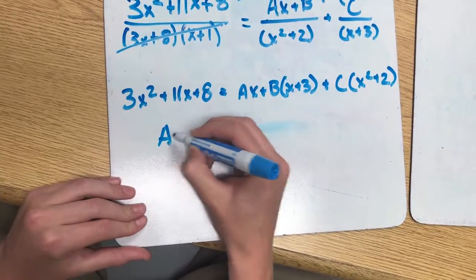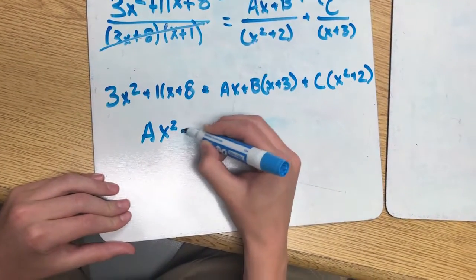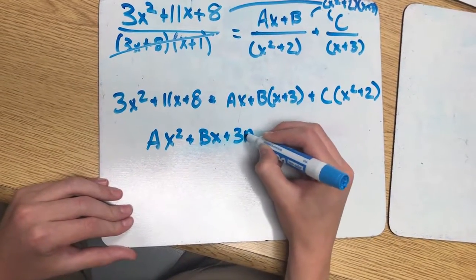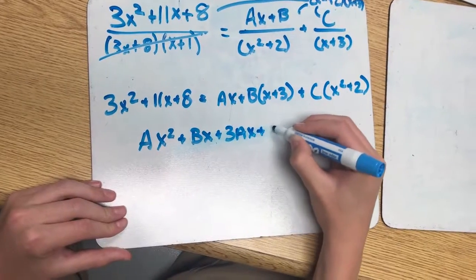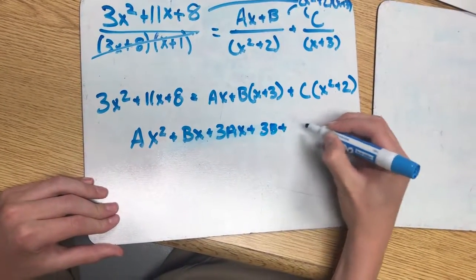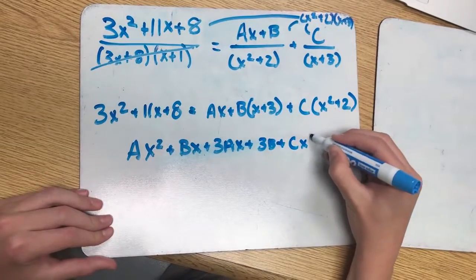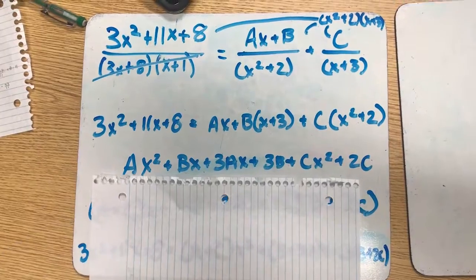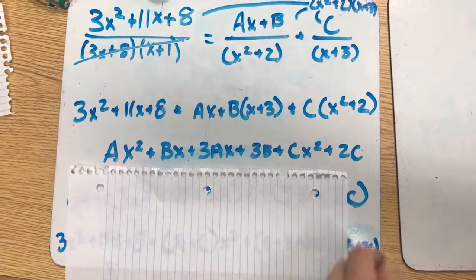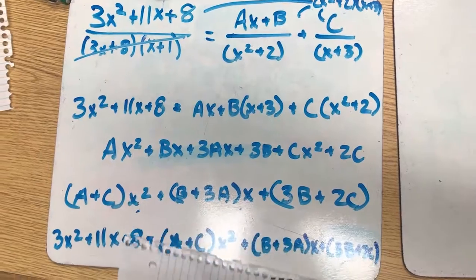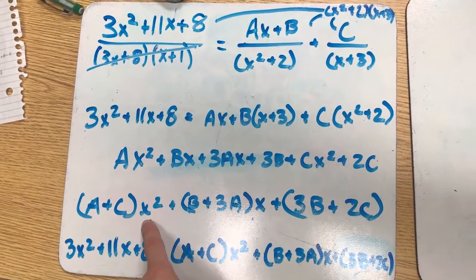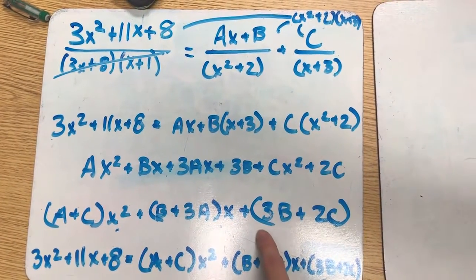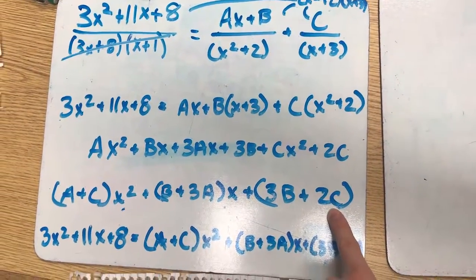The next step is to distribute x plus 3 into ax and b, leaving ax squared plus bx plus 3ax plus 3b. And then we're going to do the same thing with the c, leaving cx squared plus 2c. The next step is to collect the like terms. After that, we are going to group the x squared from the a plus c, the x from the b plus 3a, and we're just going to leave the 3b plus 2c.